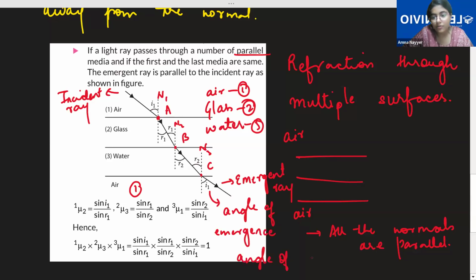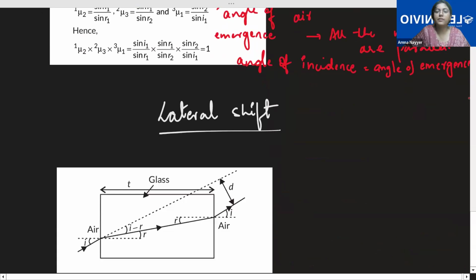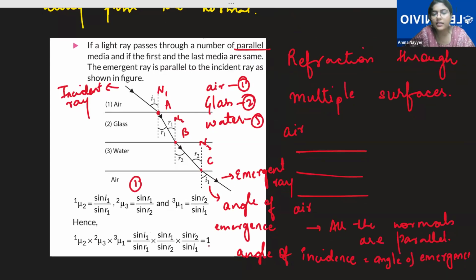Angle of incidence is equal to angle of emergence. Fine? So these have to be the same. Then you can see when you multiply all of them, you get one. But the point is, if something is asked to you, then use this. Sometimes questions come, prove that the product of all the refractive indices is equal to 1.